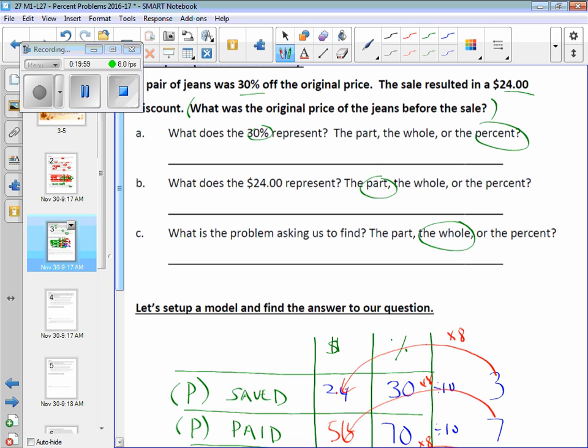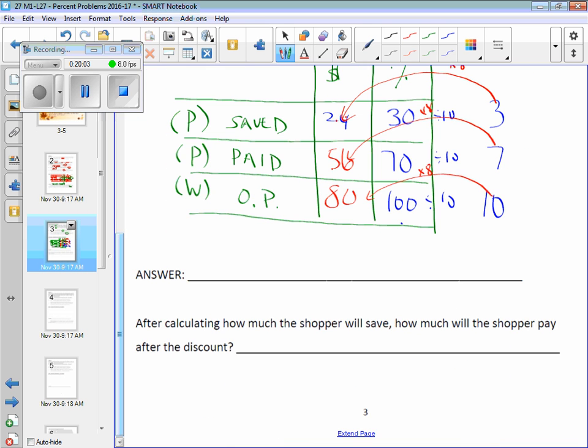Okay, so go back and revisit the original question. The original price before the sale was what? The original price. Yup, $80. How much does the shopper save? Or how much does the customer actually pay? Yes.